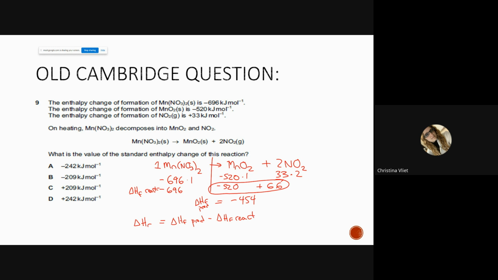So plug in the numbers. It's negative 454 minus. So what does that end up being? Was it 242? Yes. And that's the answer. All right. Questions? Are we good with the second example?